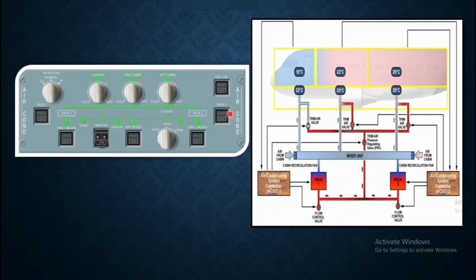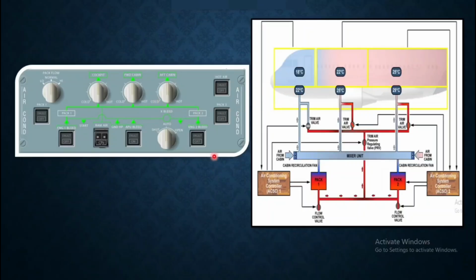If duct temperature reaches 88 degrees Celsius, then this fault light will generate. And during that time, the trim air pressure regulating valve and trim air valve will automatically close, and this fault light will automatically go off when the temperature drops below 70 degrees Celsius or is selected off by the captain. So if you select off, this fault light will go off, or if the temperature automatically goes below 70 degrees Celsius, then this fault light will go off.